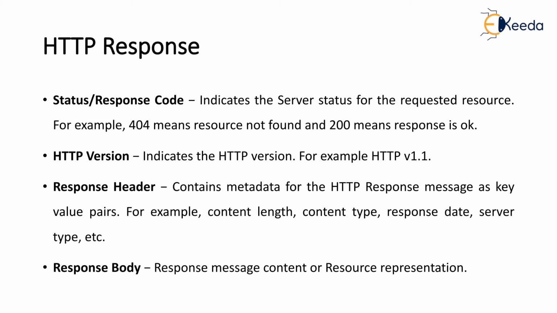For example, if the request is okay, it will send the number 200. So 200 means the response is okay. If there is any error, and it can't fetch the data, it sends 404, the error which tells that the resource was not found. So this is the response code from the server side. It also uses the HTTP version, for example HTTP 1.1.